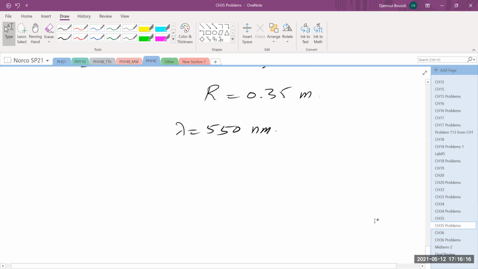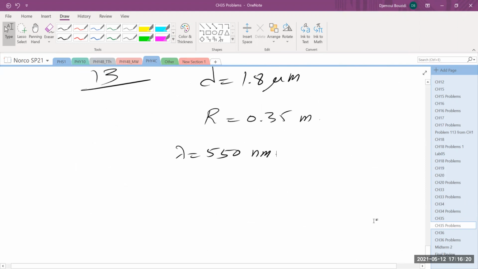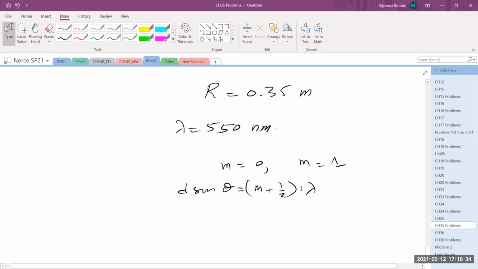For the dark fringes between the first and the second, m is equal to 0 and m is equal to 1. The formula is the same as before: d sine theta is equal to m plus 1/2, since these are dark fringes, times lambda. So we can find the two thetas and use this formula.